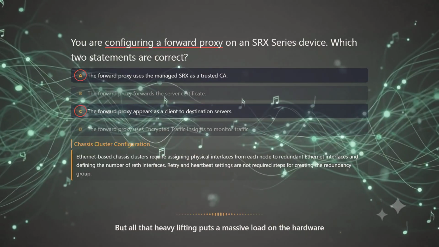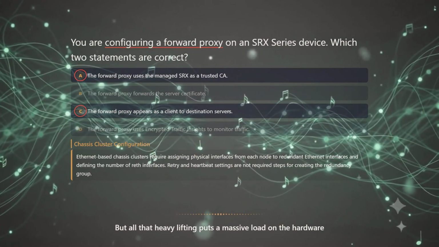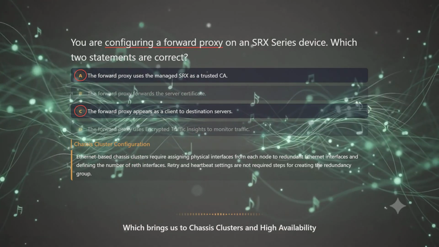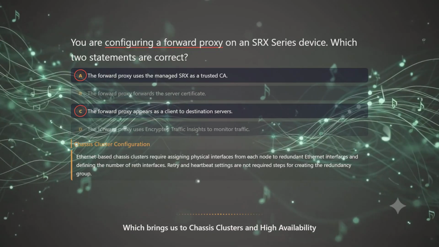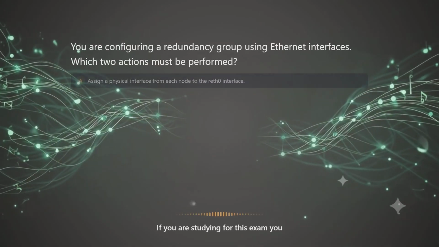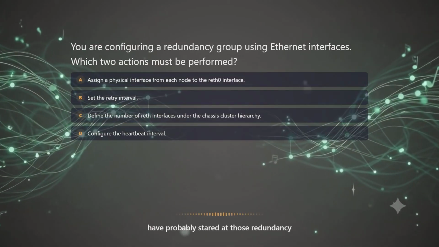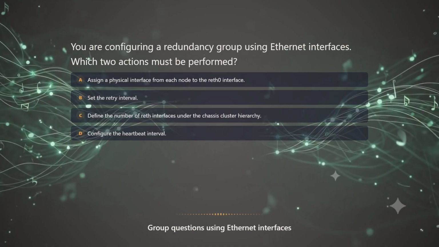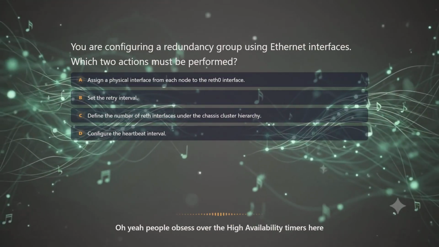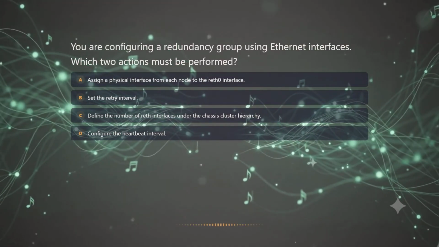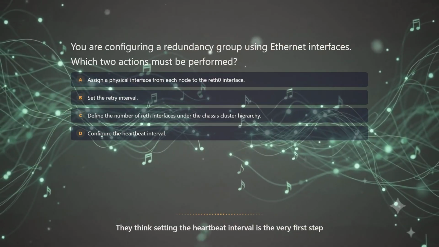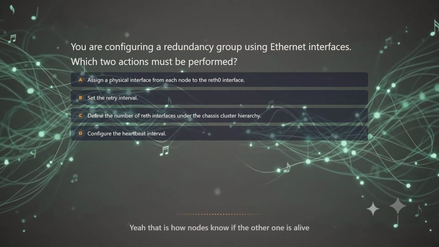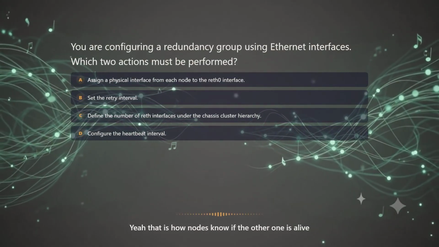So we have proxies acting as personal shoppers doing all this deep inspection. But all that heavy lifting puts a massive load on the hardware. Oh, 100%. If that box goes down, your whole network goes dark. Which brings us to chassis clusters and high availability. If you are studying for this exam, you have probably stared at those redundancy group questions using Ethernet interfaces. Oh yeah, people obsess over the high availability timers here. They think setting the heartbeat interval is the very first step. Wait, let me think about this. That makes sense, right? That is how nodes know if the other one is alive.